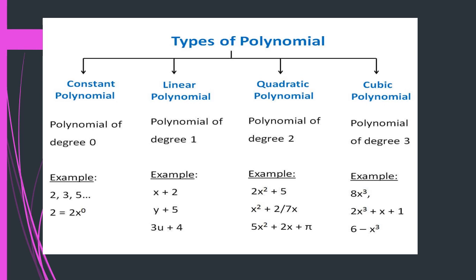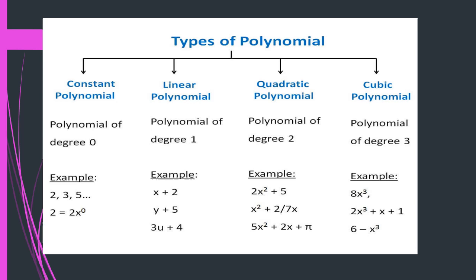Types of polynomial based on degree with example. First one is constant polynomial, which has degree 0. Example 2, 3, 5. Next, linear polynomial has degree 1. Example x plus 2, y plus 5 and 3u plus 4.